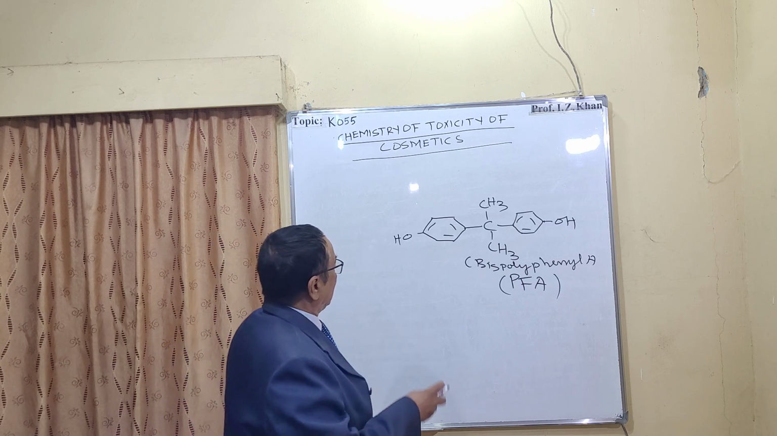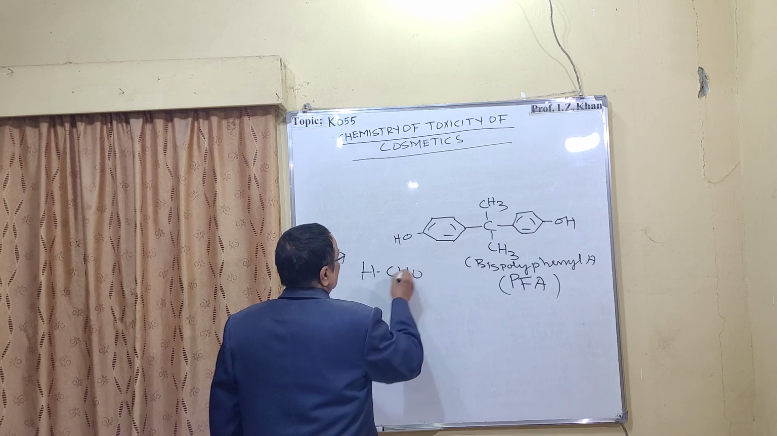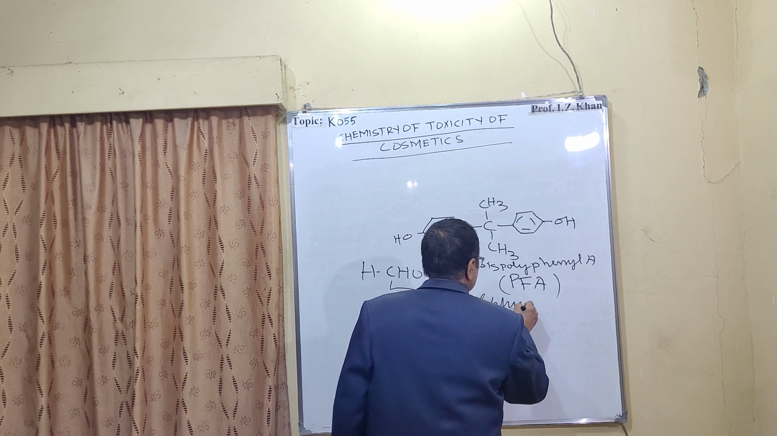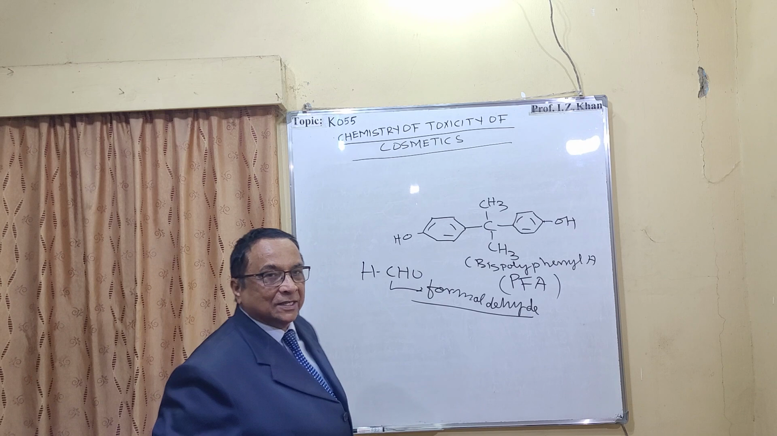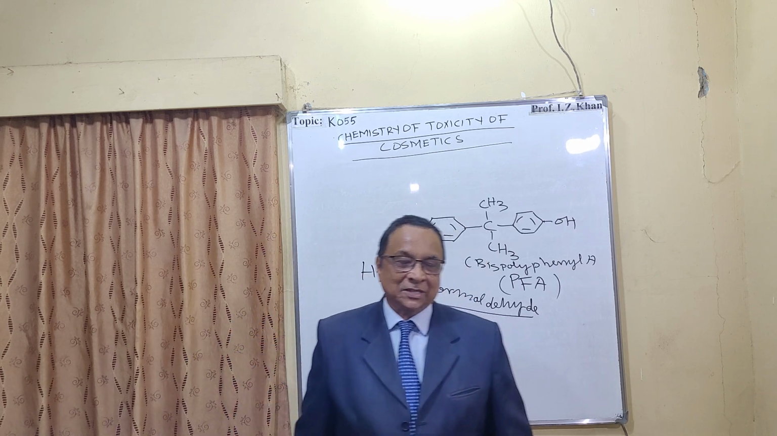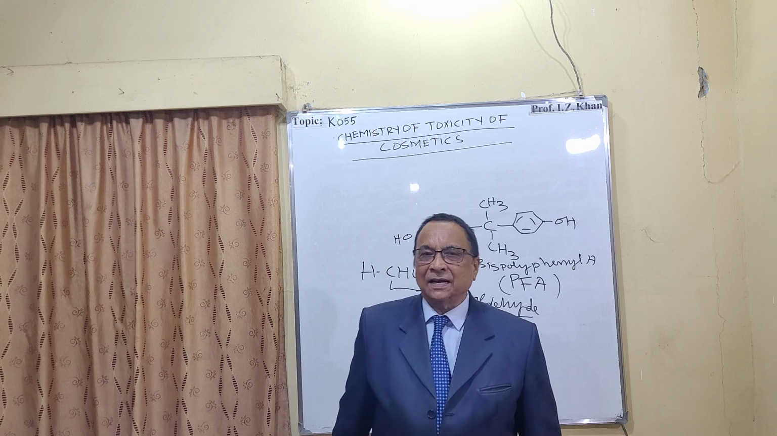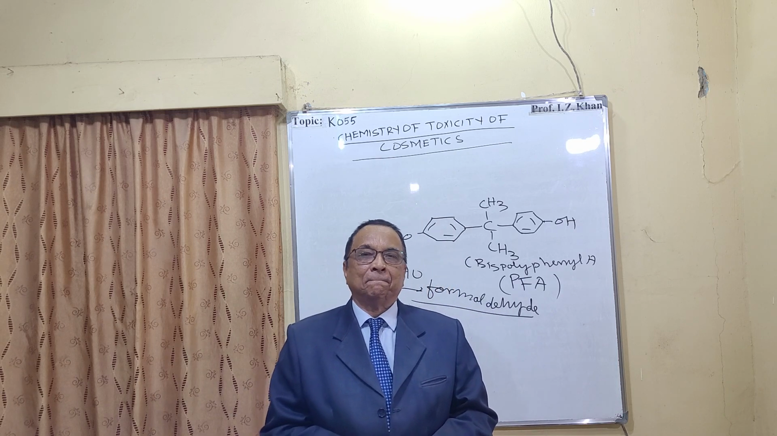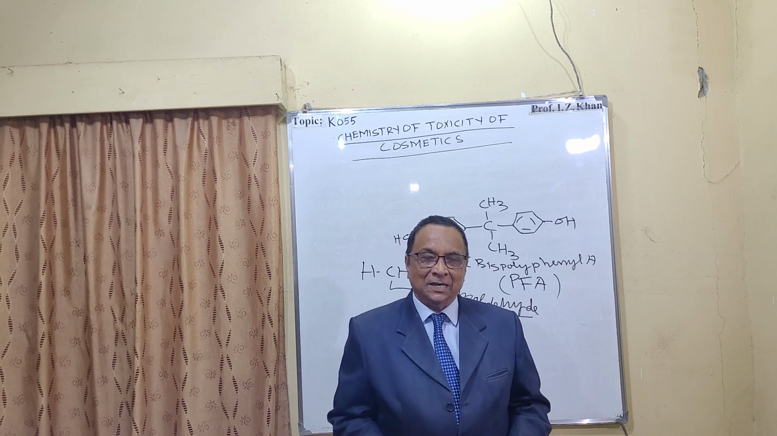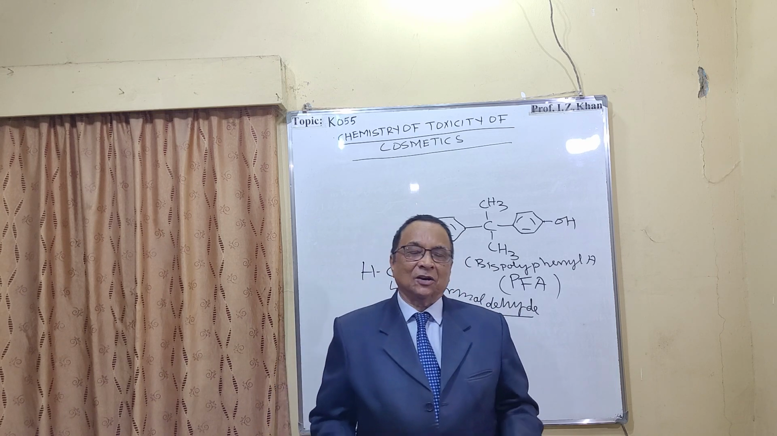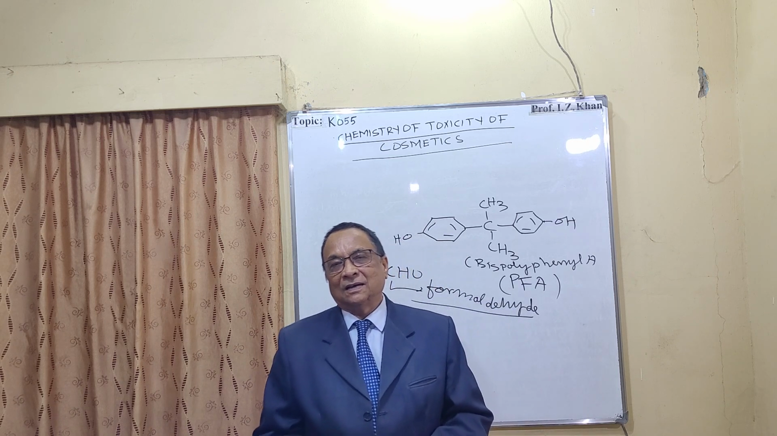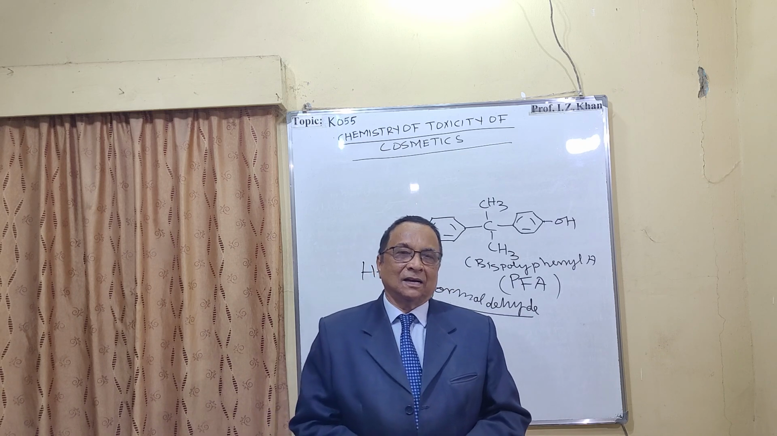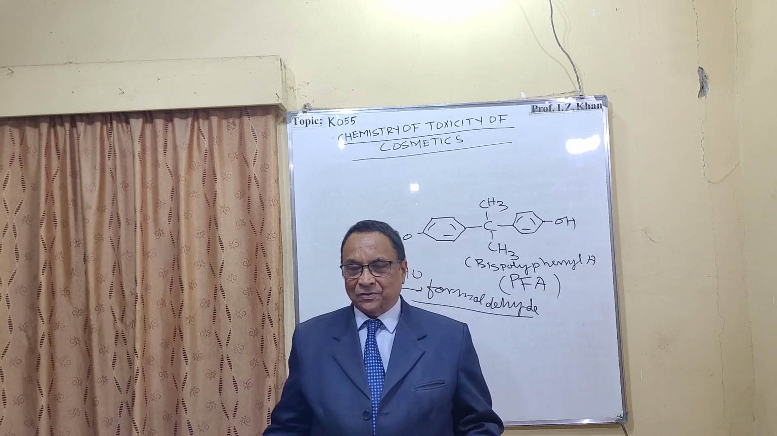And the second one is HCHO. This is your formaldehyde. And this formaldehyde is also widely used in cosmetics, as a preservative, as an antibacterial agent. And you might have noticed, as a biology student working in the lab, that specimens of animals like earthworm or starfish, some aquatic animals, are all kept in formaldehyde. And even in mortuaries, for embalming, they are using formalin, that is formaldehyde.